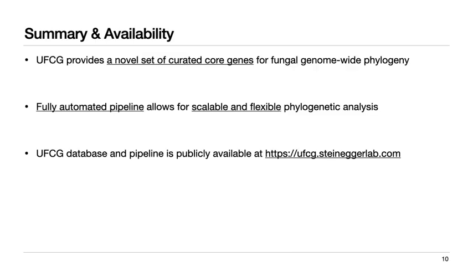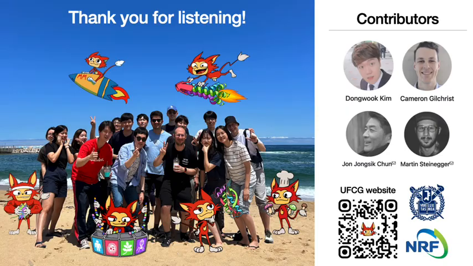As a summary, UFCG provides a novel set of curated core genes for genome-scale fungal phylogeny. We also provide a powerful pipeline that allows scalable and flexible phylogenetic analysis. Our database and pipeline are publicly available at ufcg.steinegelab.com.